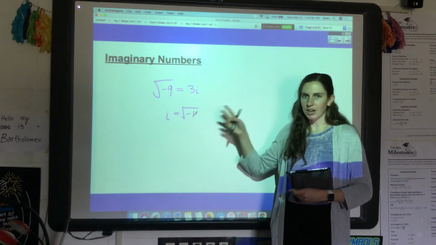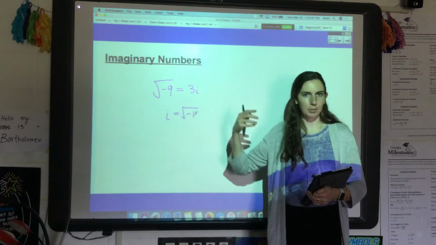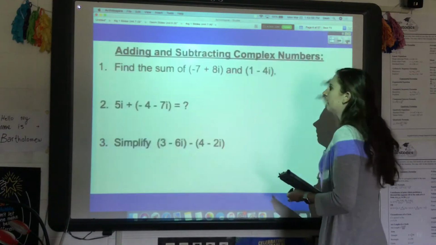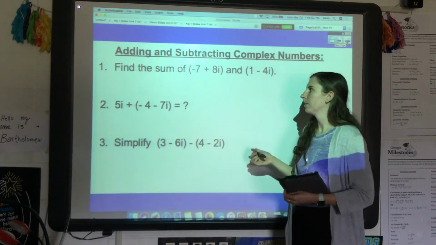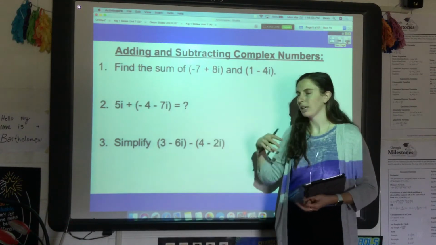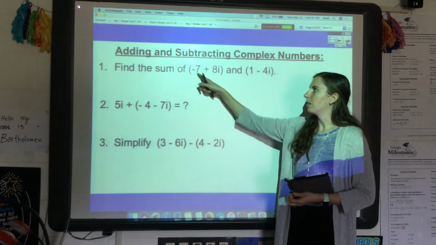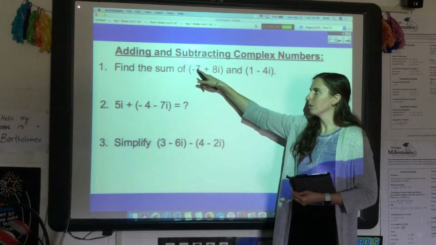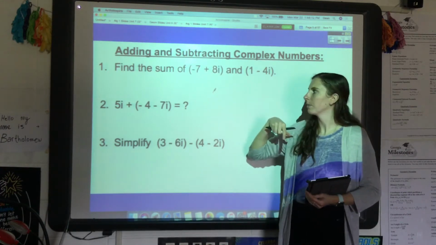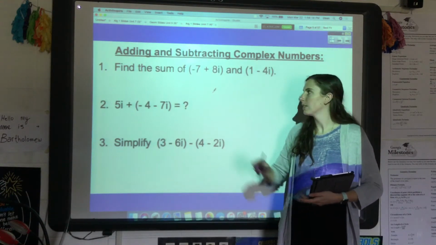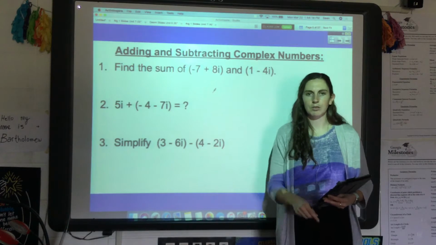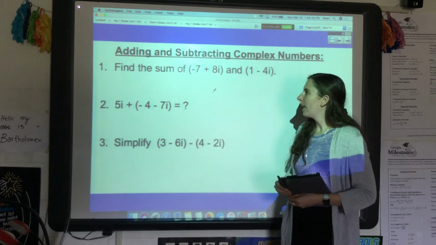These are not real numbers. They are imaginary, and when you combine imaginary and real numbers all together, that is what we call a complex number. Complex numbers could be real or imaginary, or both. So this is a complex number. It combines a real number and an imaginary number.